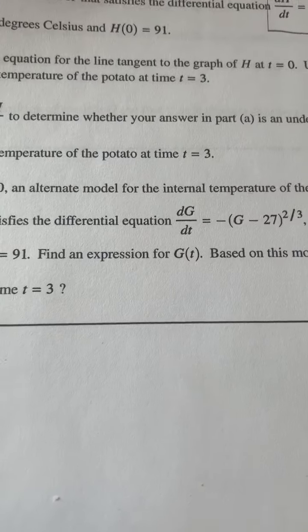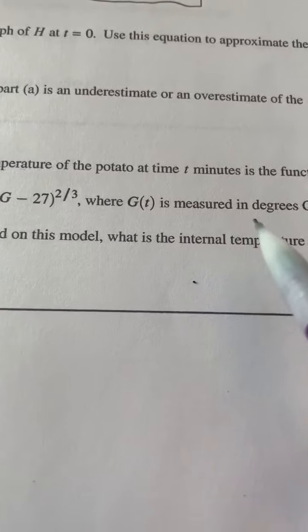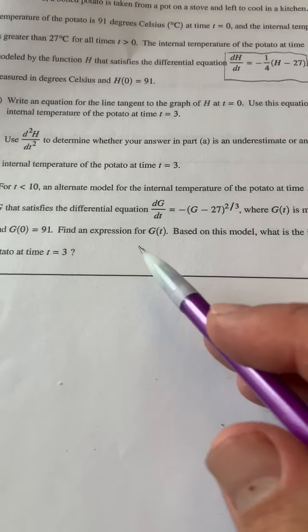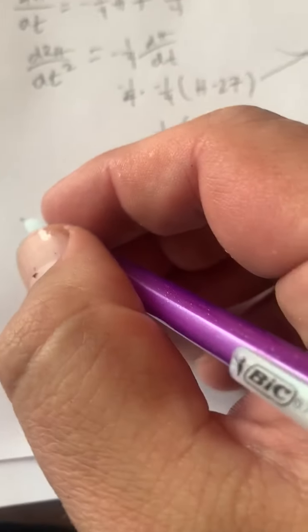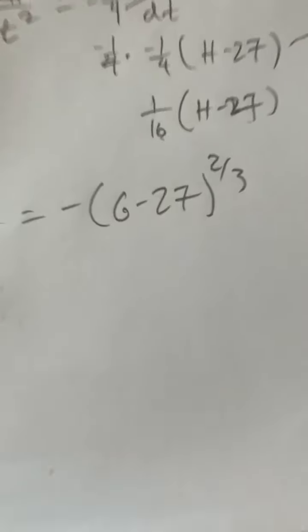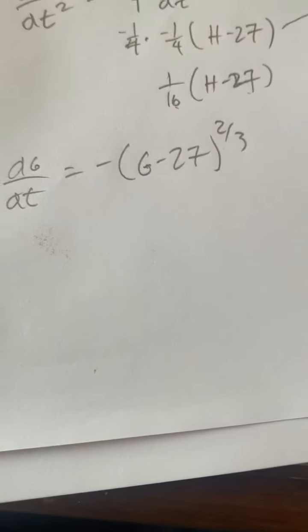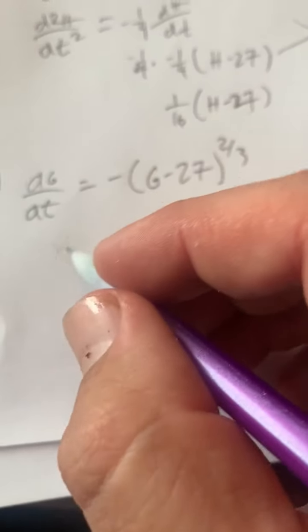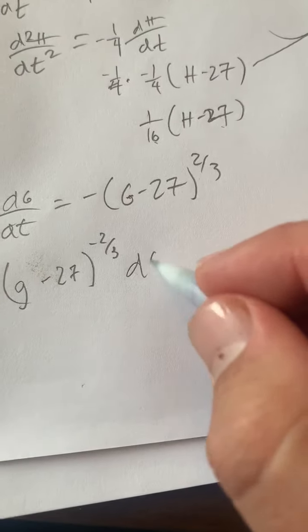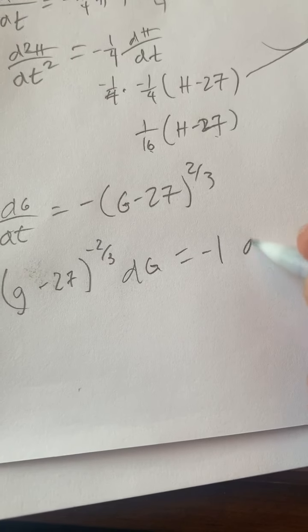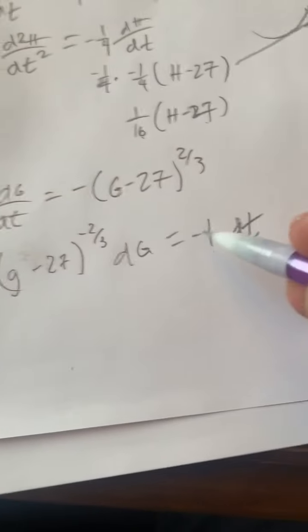Part C says an alternate model gives this one here, where g of t is measured in degrees and g of 0 equals 91. Find an expression for g of t based on the model. Okay, so I have dg dt equals negative g minus 27 to the 2/3. When it says find an equation for g, that means I need to separate variables. So I'm going to take this over here, which becomes 1 over g minus 27 to the 2/3 dg equals negative 1 dt, and then I'm allowed to integrate.